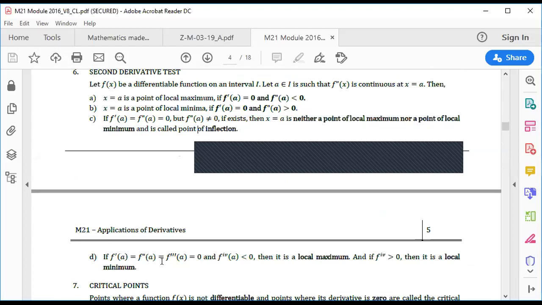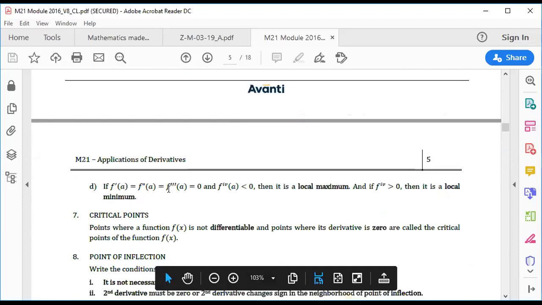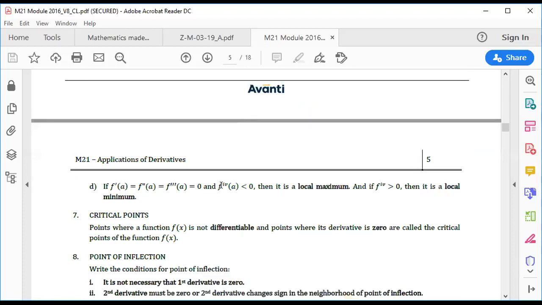Now see. So if f dash a equal to f double dash a equal to f triple dash a is also 0, but the fourth derivative, meaning you are taking the fourth time derivative, right? If the fourth derivative of f is less than 0, then it is maxima. If the fourth time derivative of f is greater than 0, it is a local minimum.